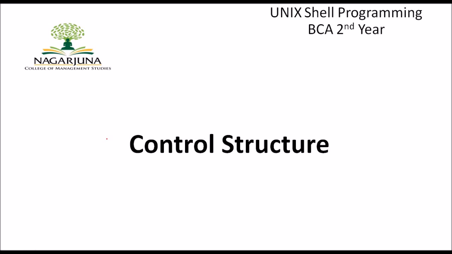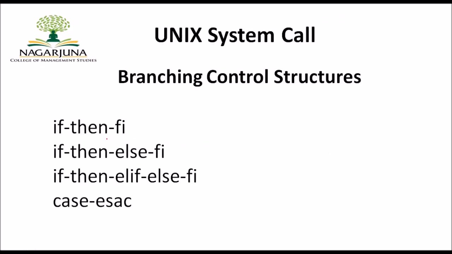So how do we do that? We are going to make use of control structures. In control structures we are going to discuss two different concepts. One is branching control structure, the other one is looping control structure. Let me start with branching control structure. We have four different types of branching control structure with respect to shell programming. So here we have those branching control structures.